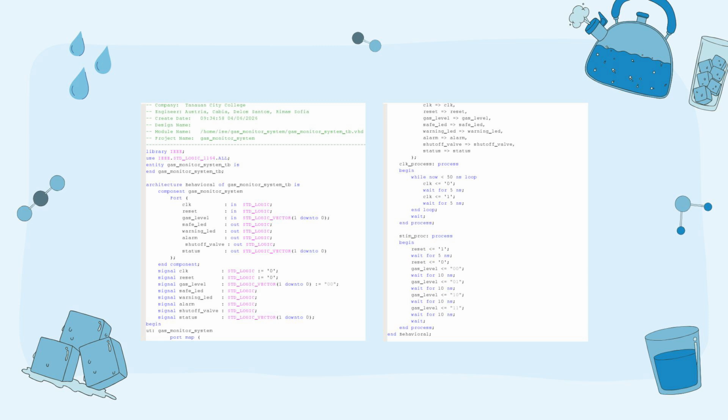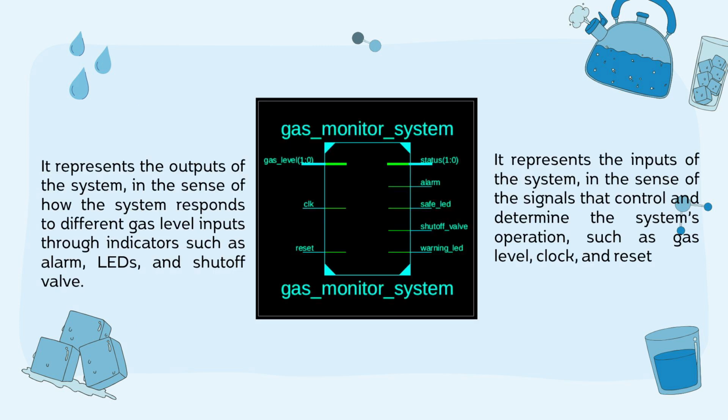When the gas level is 00, the system is in a safe condition, and only the safe LED is activated. When the gas level is 01, the system enters a warning condition, and the warning LED is activated. When the gas level is 10, the system detects a dangerous condition, activating both the alarm and shutoff valve. When the gas level is 11, the system enters a critical condition, where multiple outputs are activated simultaneously. The status output reflects the current gas condition based on the input value.